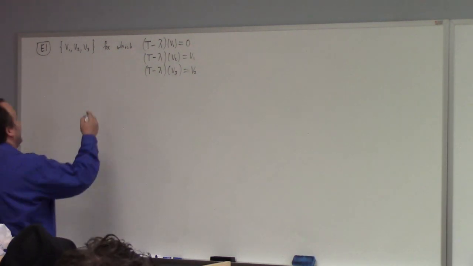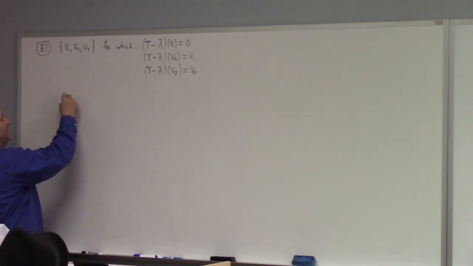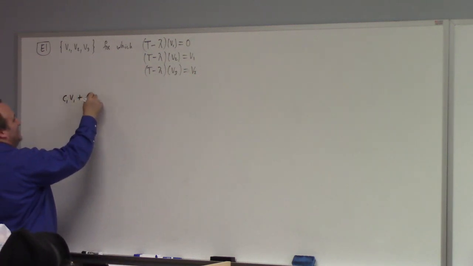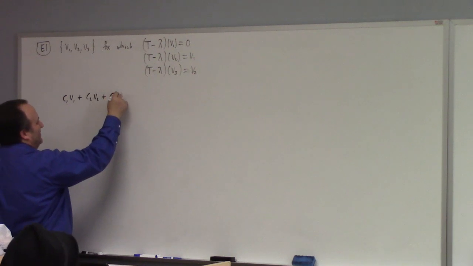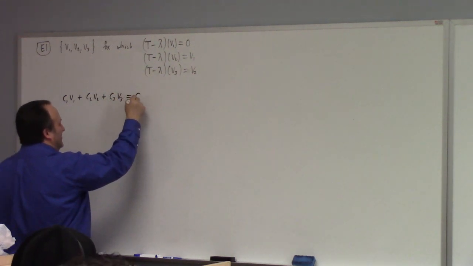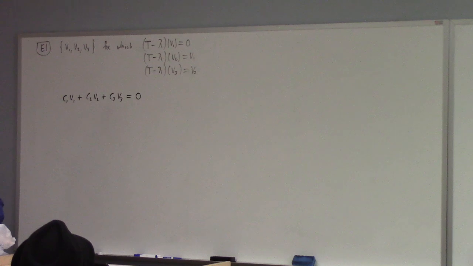So we will set C1 V1 plus C2 V2 plus C3 V3. We could talk about proof by contradiction in my office hours, but I don't have enough time in class for that. So there's that.